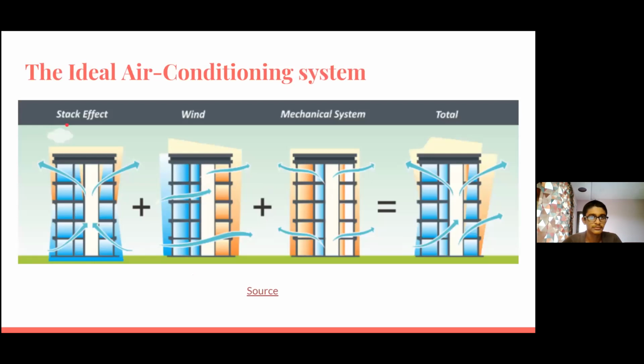What does the ideal air conditioning system look like? We've used the stack effect and the wind effect and made our design accordingly. And of course, we have to depend a little upon the mechanical systems as well. There's no escaping that. So using these three in proportionate quantities can allow a well ventilated space. So here's an image to illustrate that. These are the thermal boundary layers that are caused because of each phenomenon.